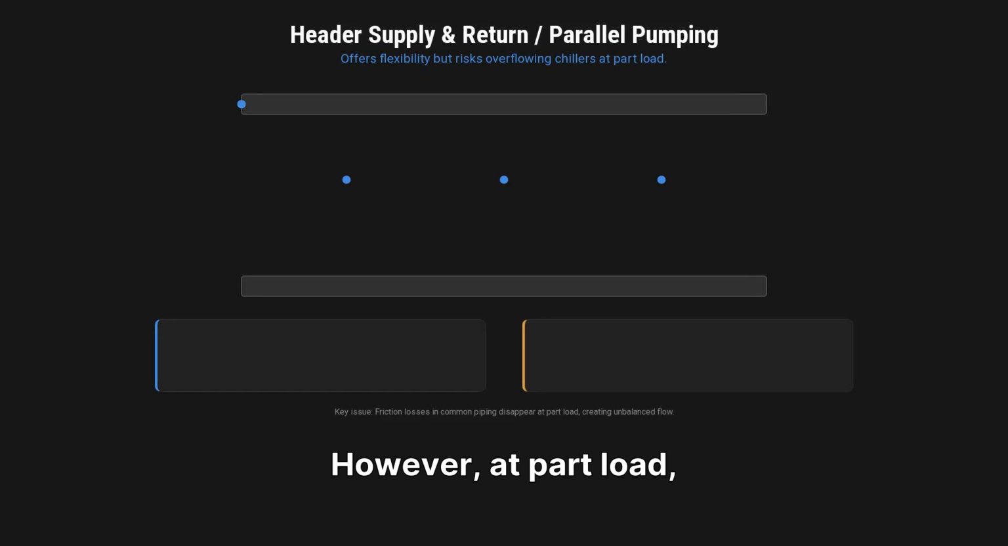However, at part load, friction losses in the common pipe drop. The highest head pump can run off its curve and overflow a chiller, potentially damaging its tubes. To manage this risk, designers either select pumps with safe head limits or install flow limiters on the chillers.